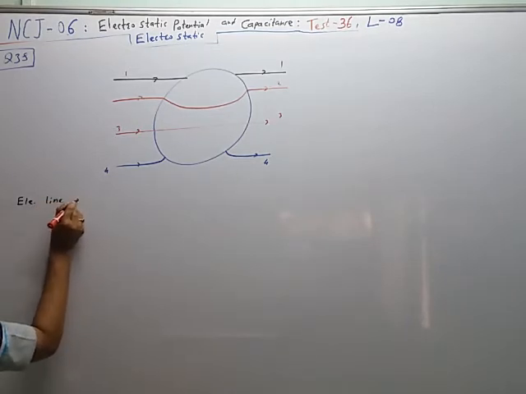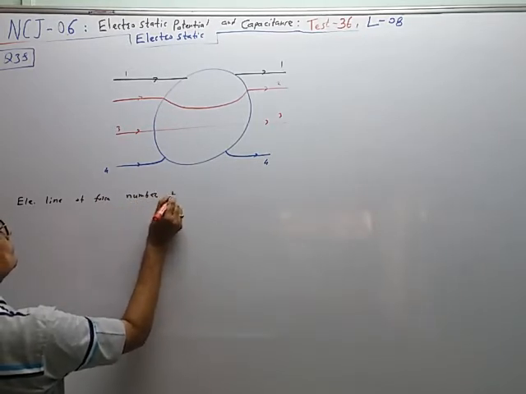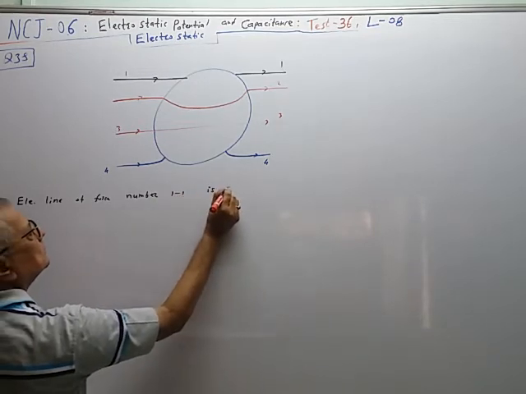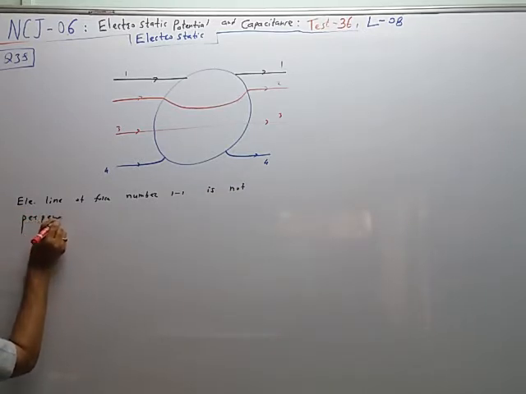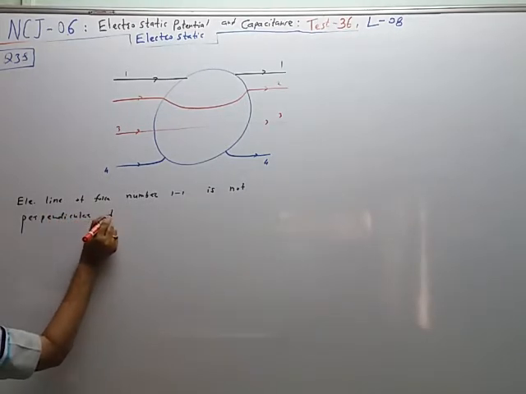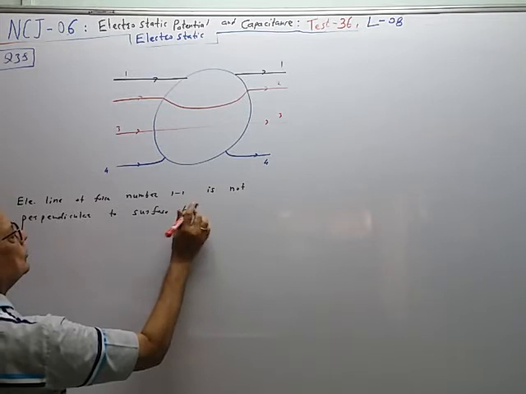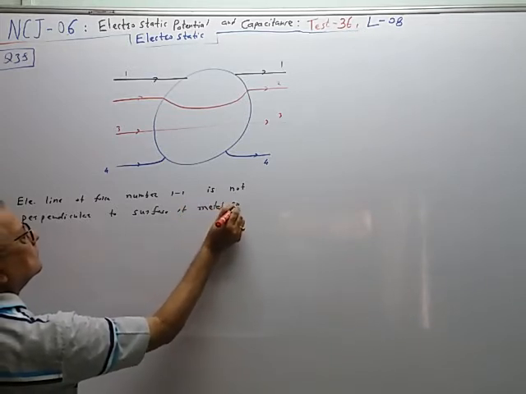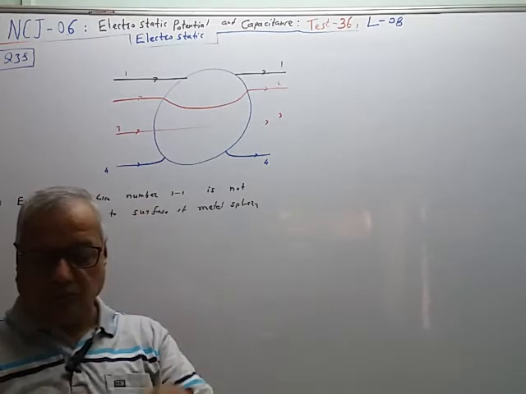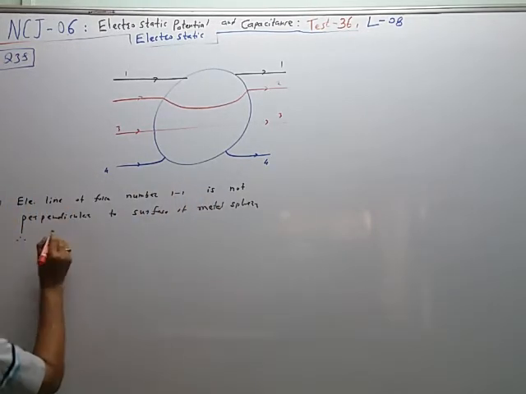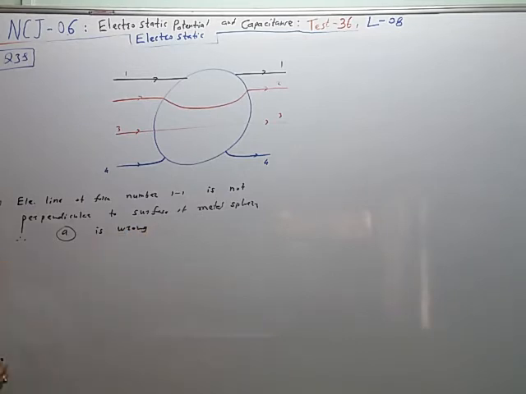Electric line of force number 1 is not perpendicular to the surface of the metal sphere. Therefore, A is wrong.